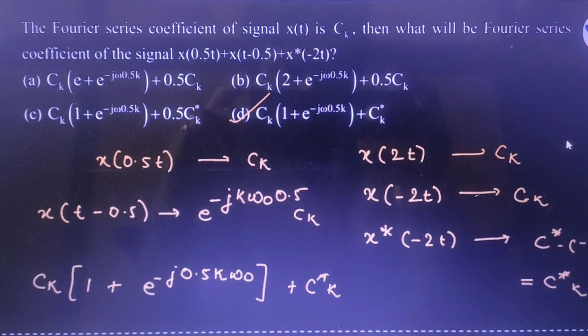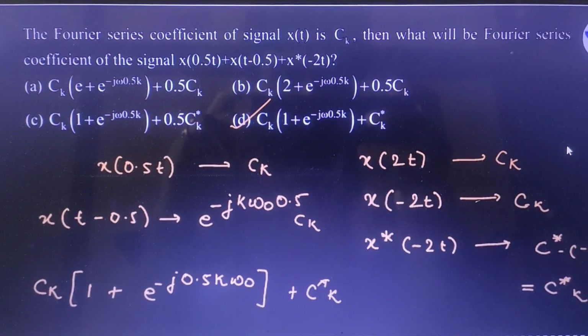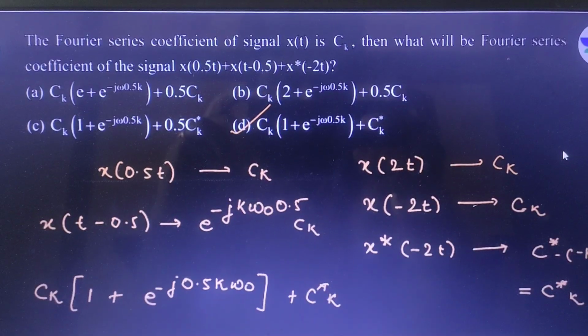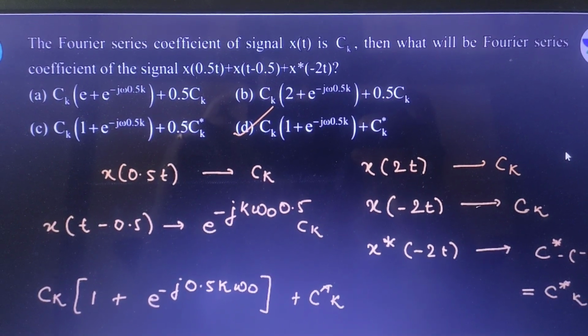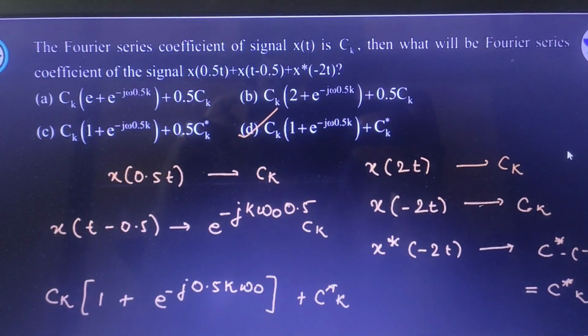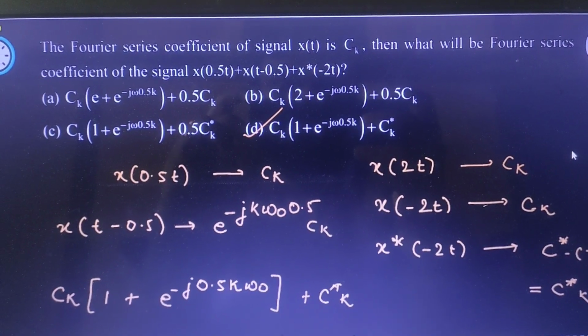Fourier series coefficient of a signal x of t is ck. What will be the Fourier series coefficient of the signal x of 0.5t plus x of t minus 0.5 minus x conjugate of minus 2t? By scaling, the Fourier series coefficient remains the same. That's why x of 0.5t will be ck.